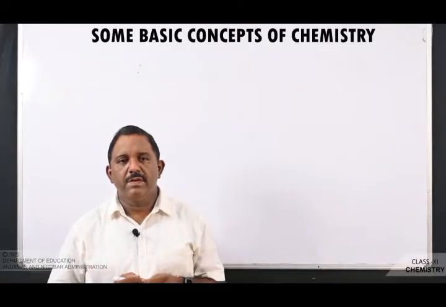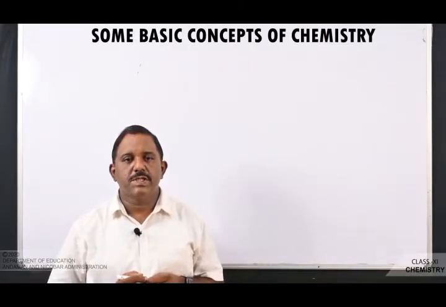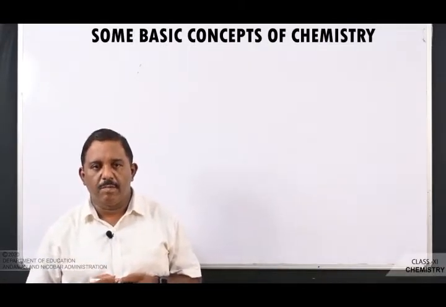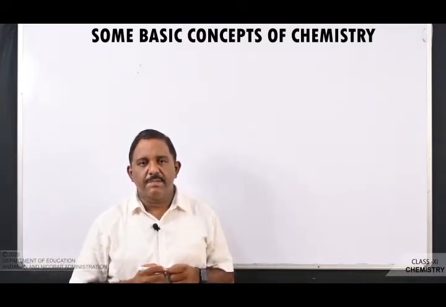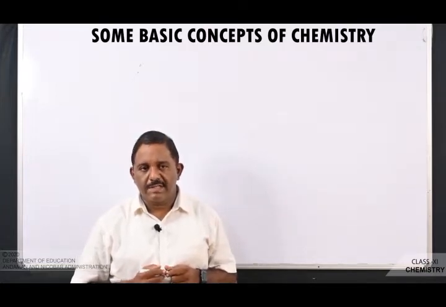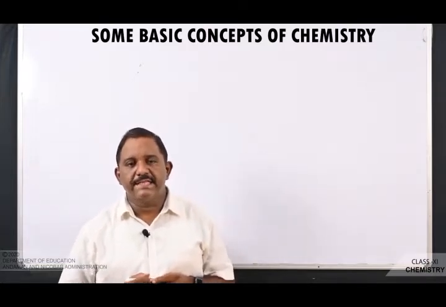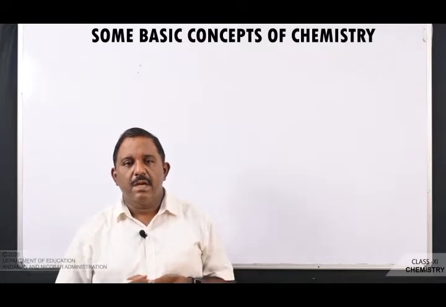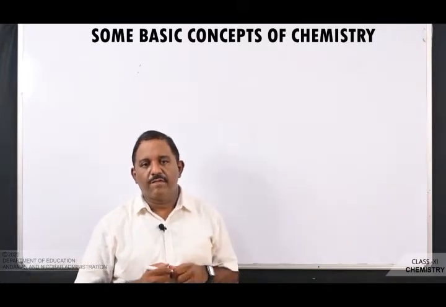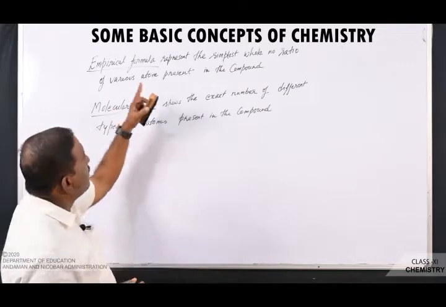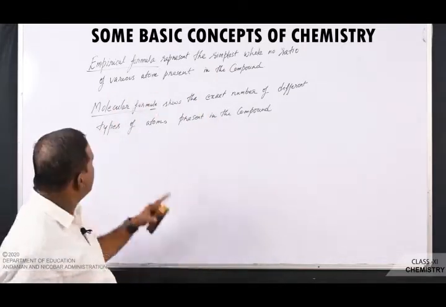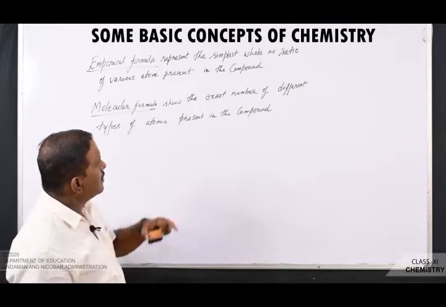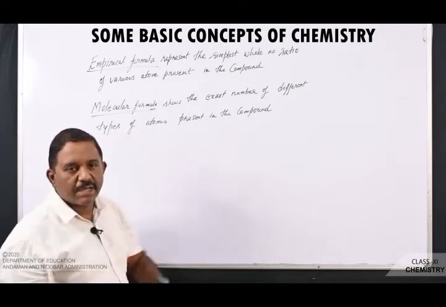Hello students, in our last class we dealt with the concept of empirical formula and molecular formula. So what is empirical formula? Empirical formula represents the simplest whole number ratio of various atoms present in a compound, whereas molecular formula shows the exact number of different atoms present in a molecule of a compound. Empirical formula represents the simplest whole number ratio of various atoms present in a compound. Molecular formula shows the exact number of different types of atoms present in a compound.